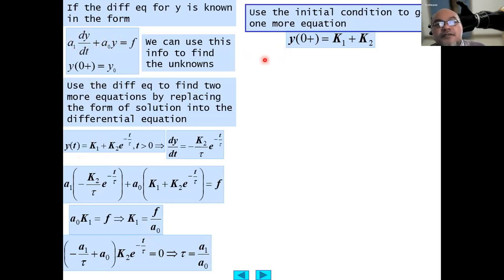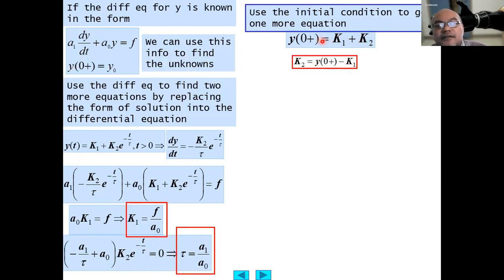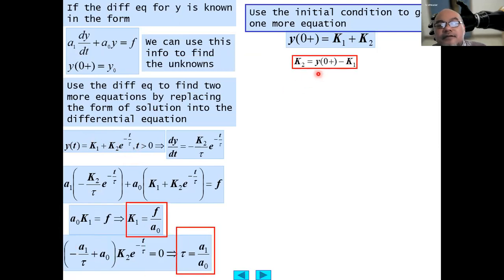So use the initial condition to get one more equation, which is y0 equals k1 plus k2. Because at t equals 0, this exponent term becomes 1, so y0 equals k1 plus k2. From here, k2 is equal to y0, the initial value at 0, minus k1.